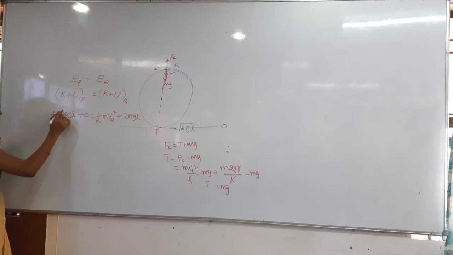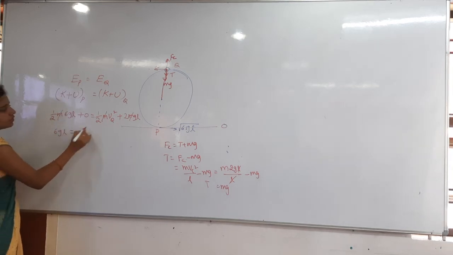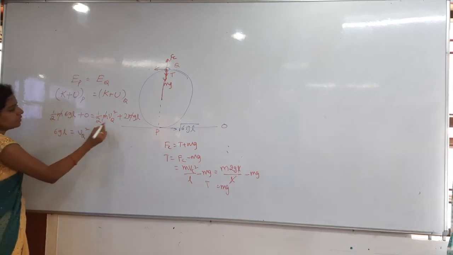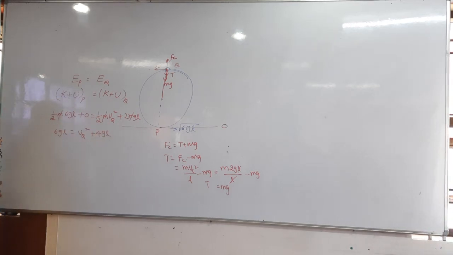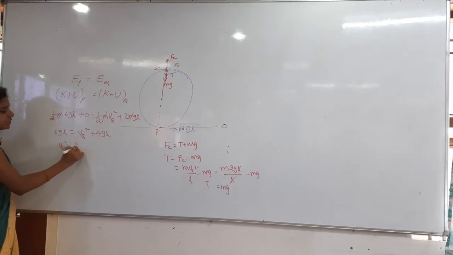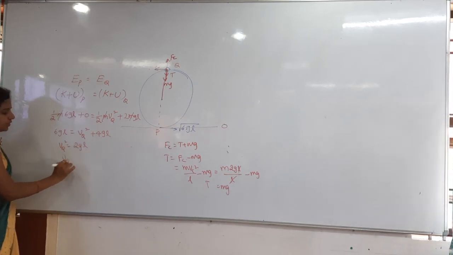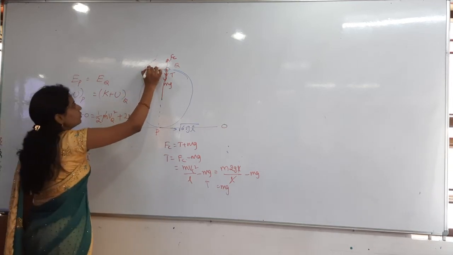Now the m gets cancelled. 6gl is equal to vq square plus 4gl, taking 2 as the LCM and sending it to that side. Then vq square is 6gl minus 4gl, which is 2gl. Then vq is equal to under root 2gl. So that is how I got under root 2gl here.